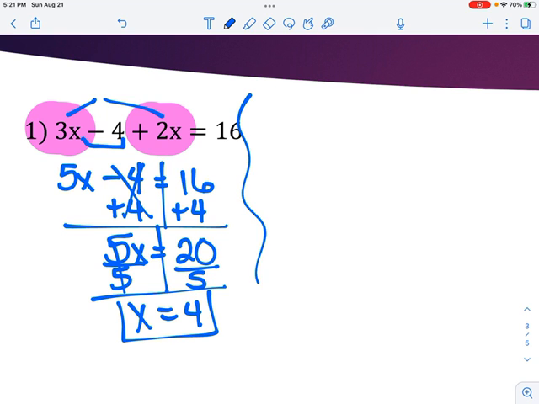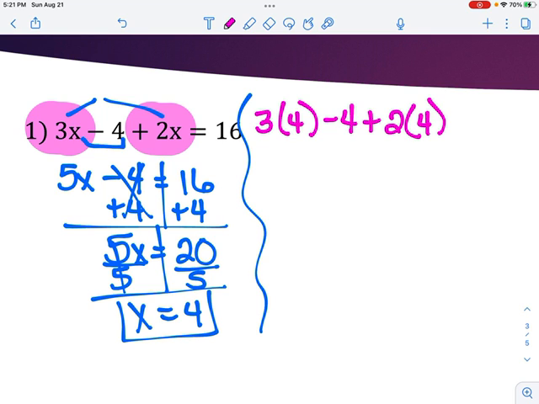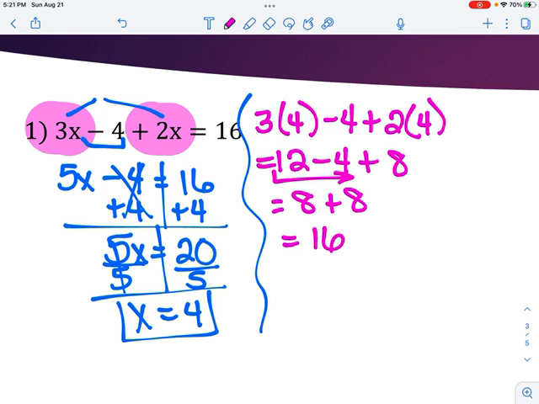Now, if I wanted to check it, like I said, it is always in your best interest to check your work. It's not a required thing, but it is in your best interest. What I would simply do is plug that 4 in for both of my x's and then work the problem out and see if I get 16. So 3 times 4 is 12 minus 4, and then 2 times 4 is 8. Okay, so 12 minus 4, we'd work left to right by order of operations. So 12 minus 4 is 8. 8 plus 8, that's 16. That is what we wanted, so we know we did that problem correctly.